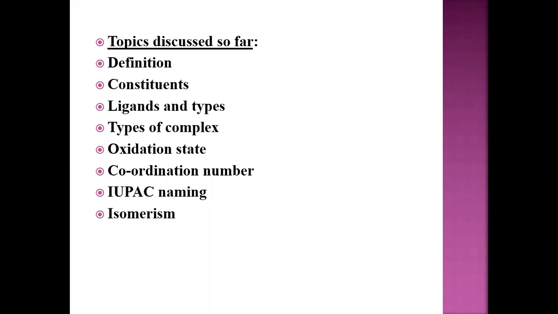Next is IUPAC naming. Based on the set of rules set by the IUPAC standards, we name a complex compound based on IUPAC norms. And finally, isomerism. We discussed two different kinds of isomerism: structural isomerism and stereoisomerism. In structural isomerism, 4 different types of isomers, and in stereoisomerism, we discussed geometrical isomerism and optical isomerism.